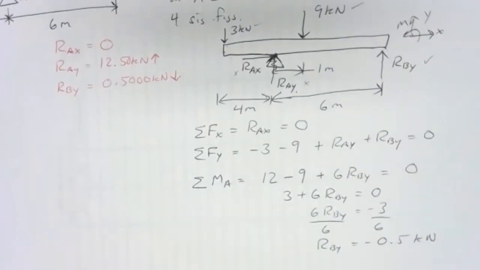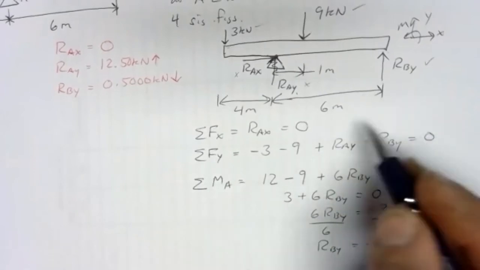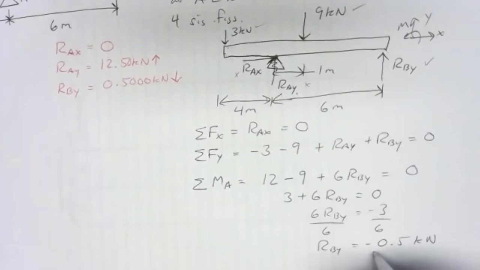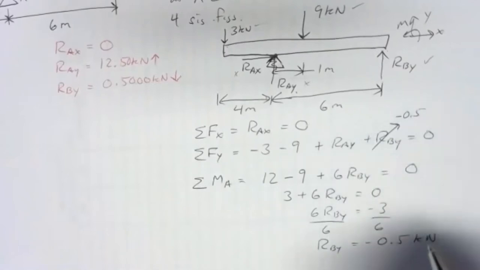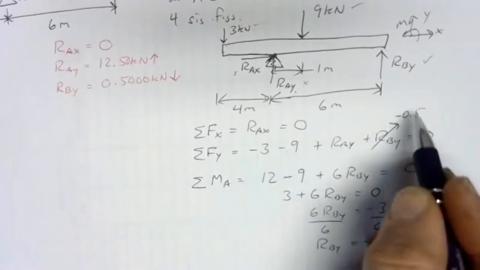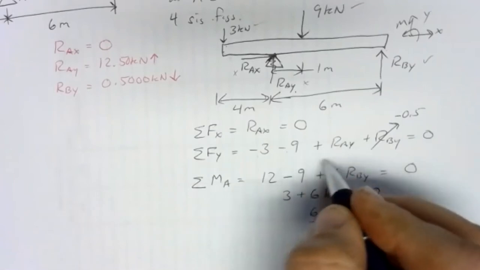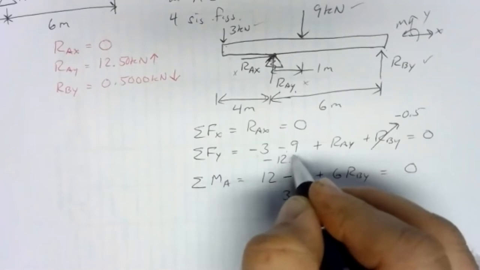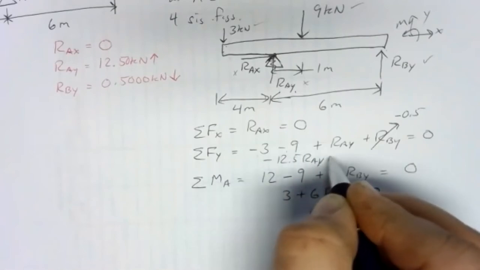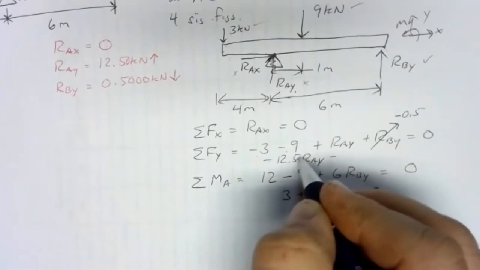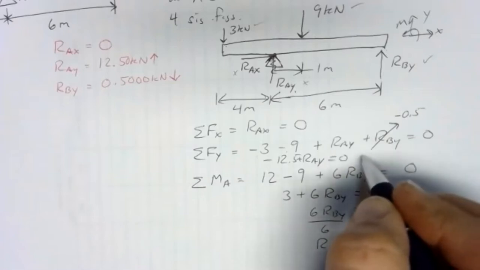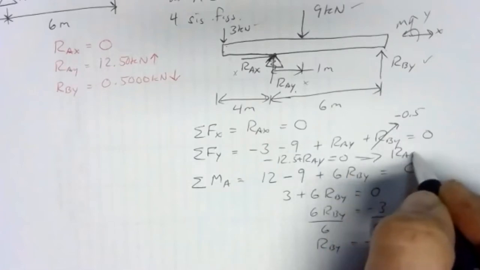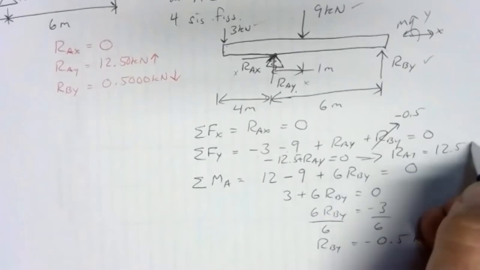So negative 0.5 kilonewtons. We're stuck with our assumptions until we're done with the equation, so we have to use that negative in RBY. So we'll replace RBY with negative 0.5. So we have negative 3 plus negative 9 plus negative 0.5. That's negative 12.5. So we have negative 12.5 plus RAY equals 0. So add 12.5 to both sides, and RAY is 12.5 kilonewtons.